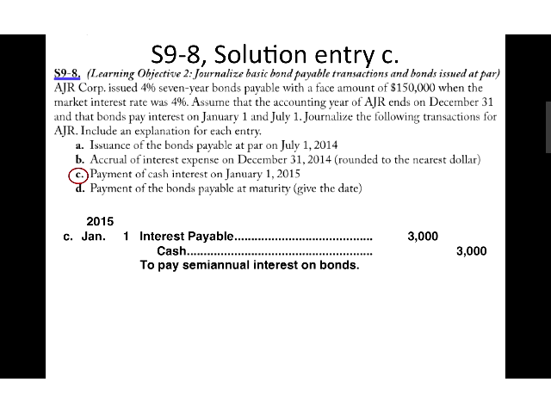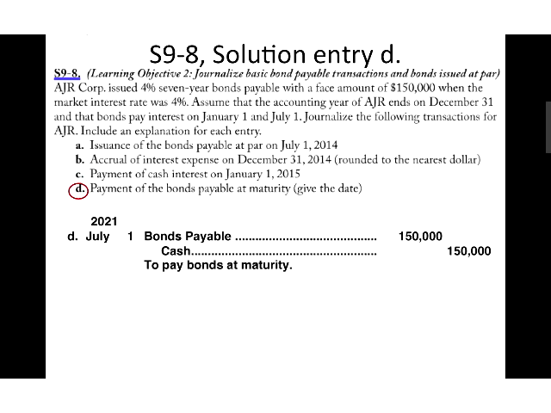And then entry D, what we're doing there is we're fast forwarding 7 years into the future because we have to pay the bonds at maturity. So these bonds mature. At maturity, the issuing corporation has to pay the investor the face value of the bonds.